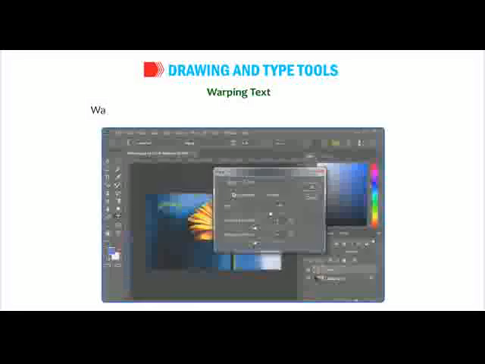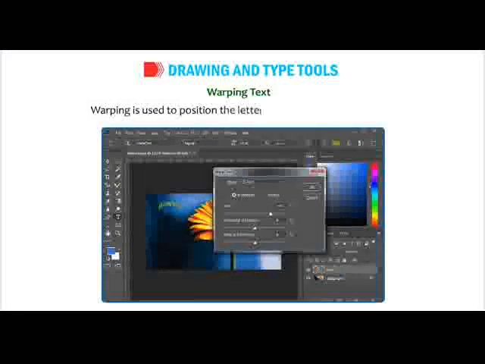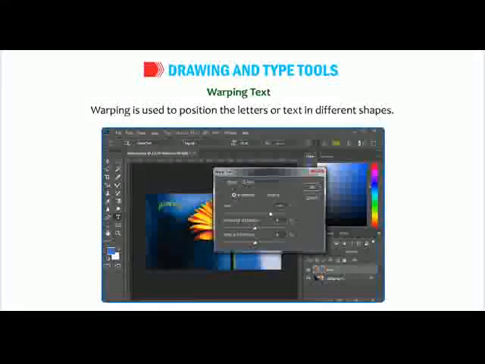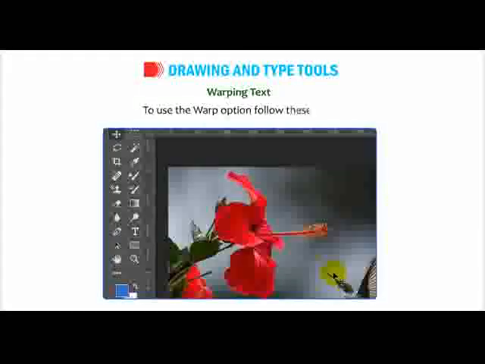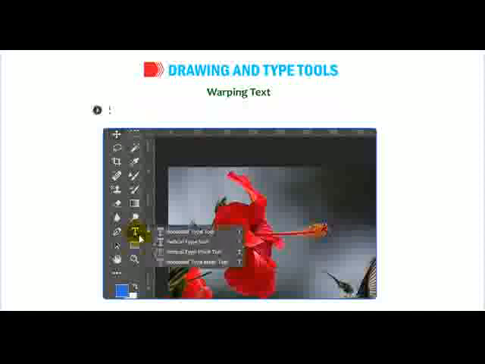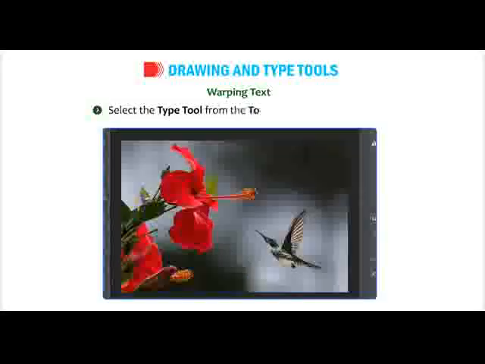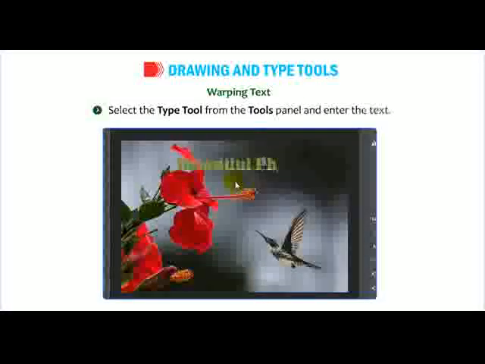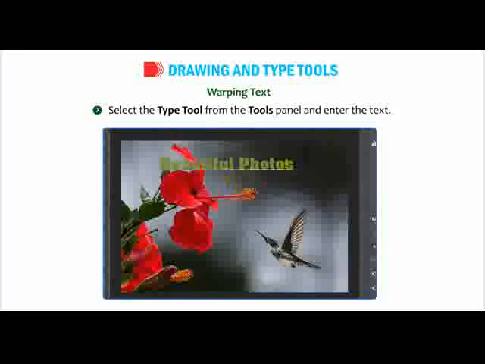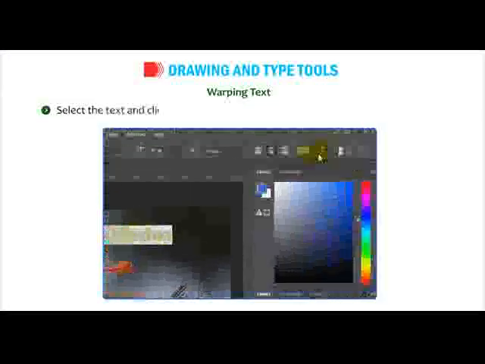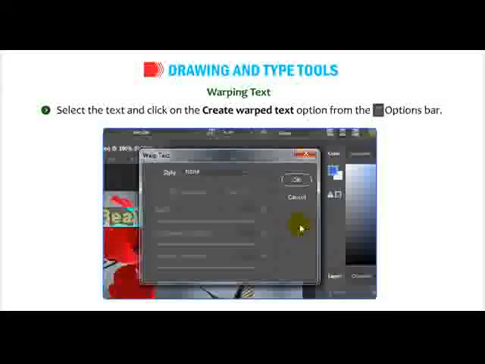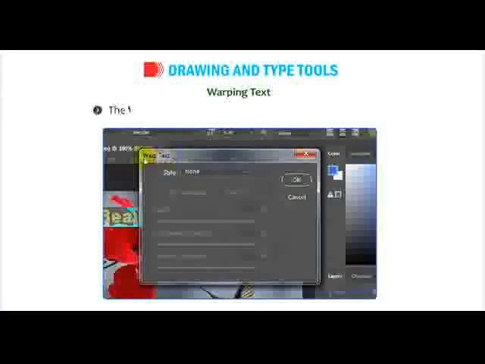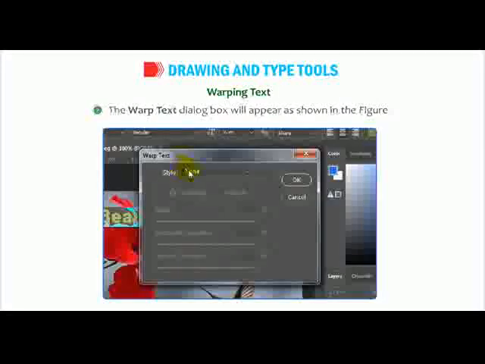Warping text. Warping is used to position the letters or text in different shapes. To use the warp option, follow these steps. Select the Type tool from the Tools panel and enter the text. Select the text and click on the Create Warped Text option from the options bar. The Warp Text dialog box will appear as shown in the figure.